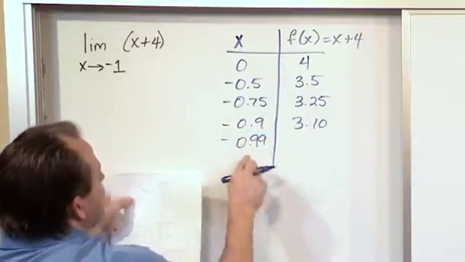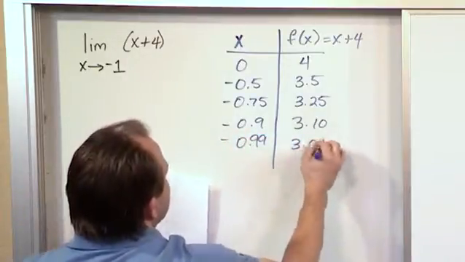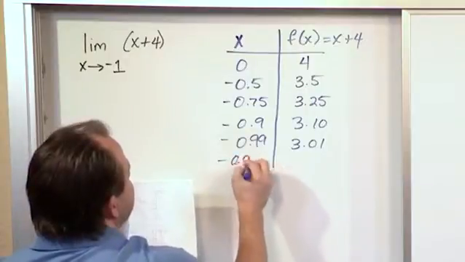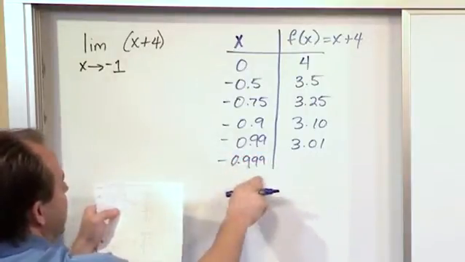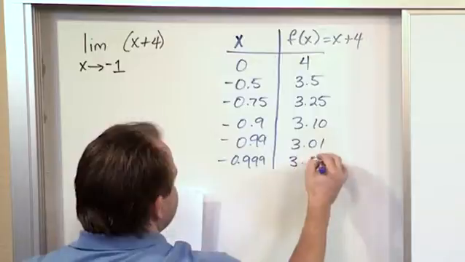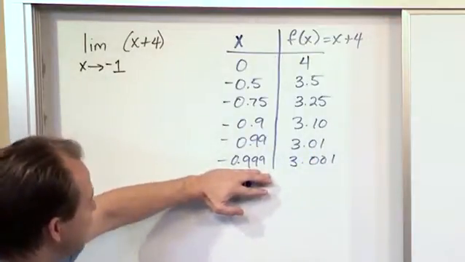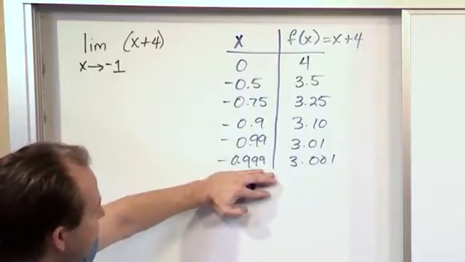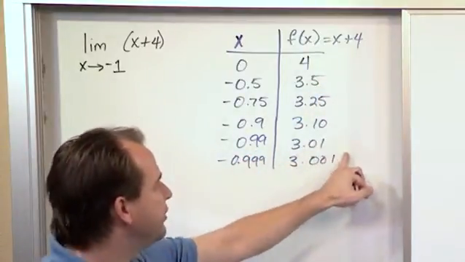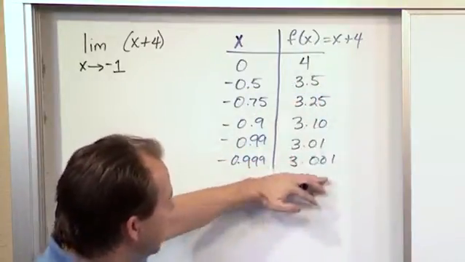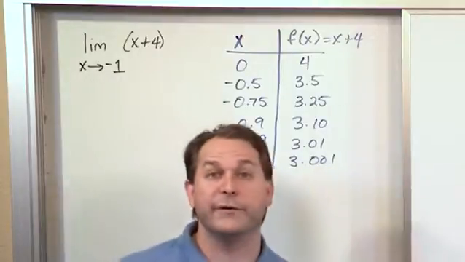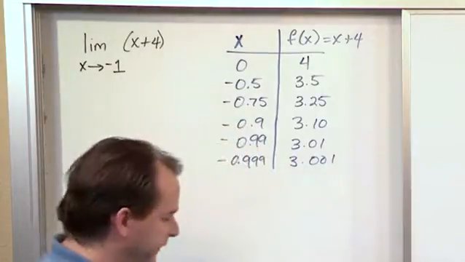-0.99, we're getting very close over here. We get 3.01. Finally, we're going to stop at -0.999, getting very close to -1. You get 3.001, and you can see how the function is behaving. We never get exactly equal to -1. We get very, very close, infinitely close. And as we do that, the function approaches, you can see it converging. We say that it converges to the value of 3. So we say the limit of this function is 3.